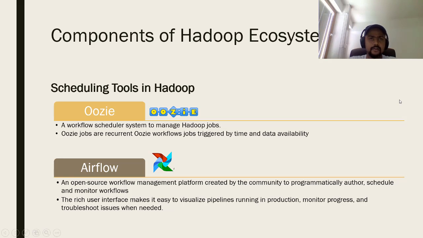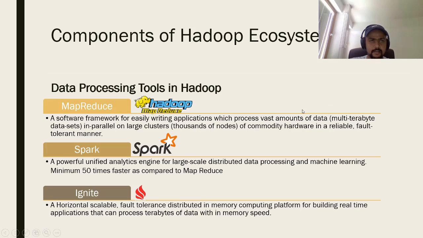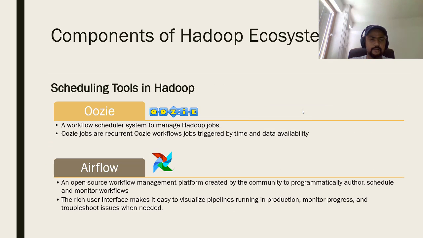So we covered all the steps of ingestion, the storage, the processing, the analytics, and visualization. Now there were two more bars if I go back to this particular slide. So we covered the data ingestion, the data storage, data processing, data analysis, and data visualization. Now we will cover the monitoring and the scheduling part as well. So let's go back to the scheduling part.